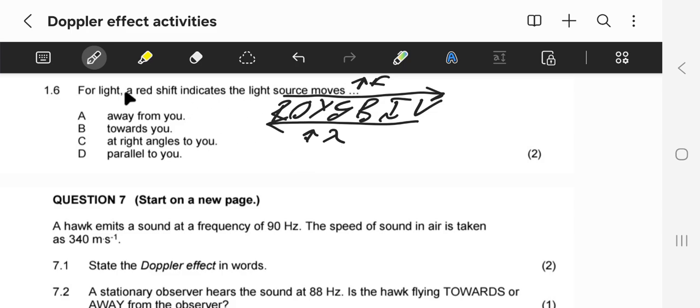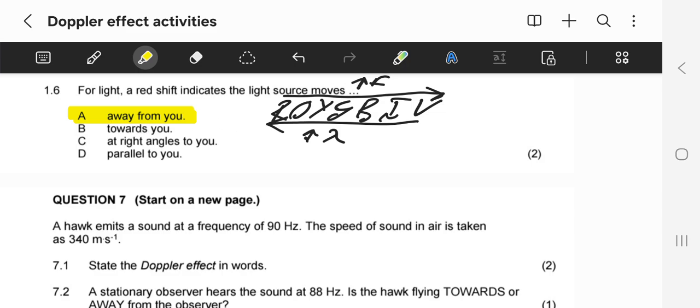And if we talk of a redshift, it means we are moving from blue to red, or from violet to red. That means we are decreasing in frequency. If we are decreasing in frequency, we are increasing in wavelength. And a decrease in frequency means that the shift is away. So the correct answer here is A, moving away from you. That means our light source is moving away.